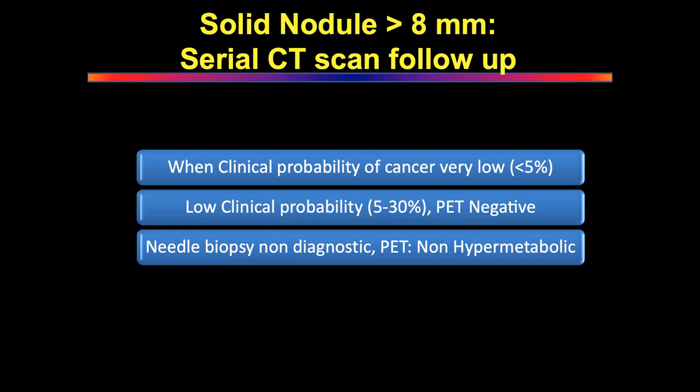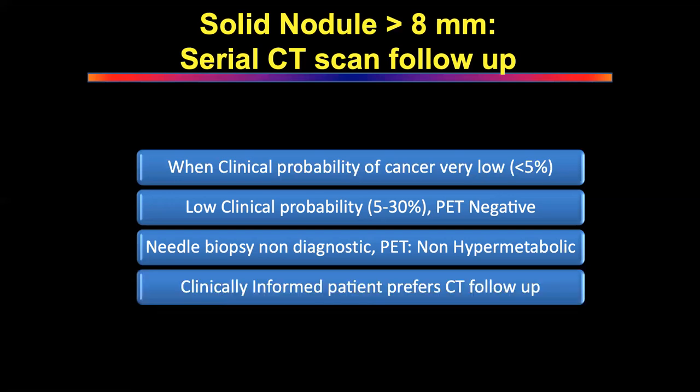We said this. And if you've done a needle biopsy and you got it non-diagnostic and a PET scan is non-hypermetabolic, but the size is still 8 millimeters and the tumor is still solid, you still want to follow this up with the CT. Okay? Yes or no? Yes, sir. It's a bit confusing, yes, I know. But let me just go through it and you will understand it as we go through.